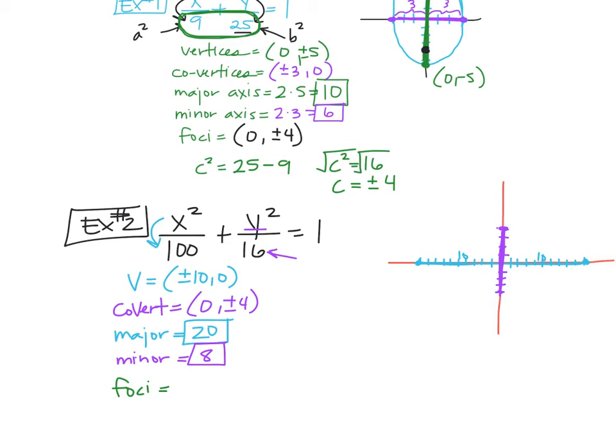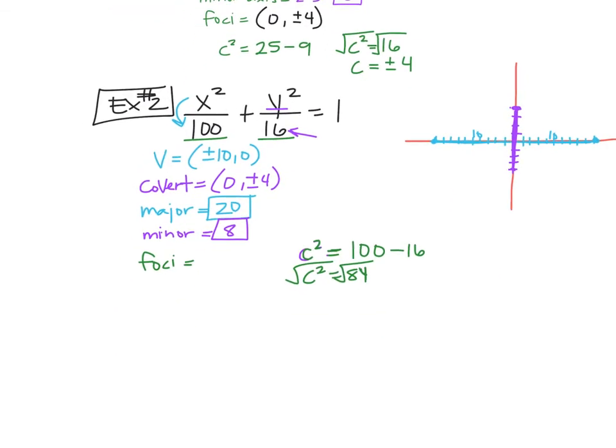For this one, we have to do c squared equals, and then it's, remember, the bigger minus the smaller. Those are our squared numbers, 100 minus 16. So we get c squared equals 84. And this one is not a perfect square, which is kind of annoying at times, huh? So we need to put that into simplest radical form. So if you think about this, this is the square root of 21 times the square root of 4. So this is 2 rad 21. Okay, for my c.